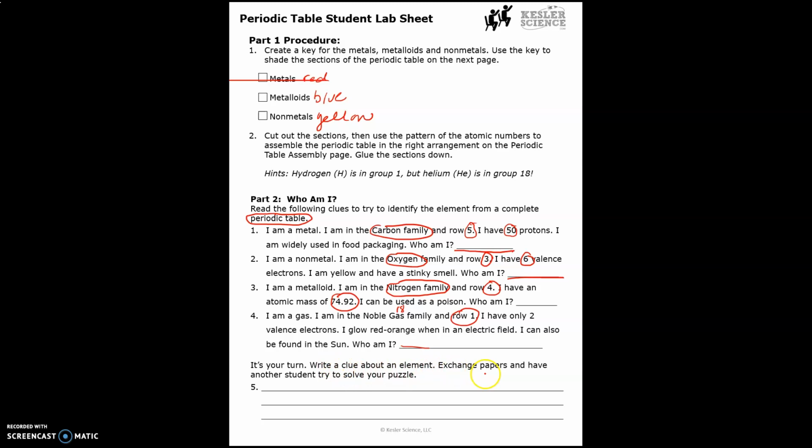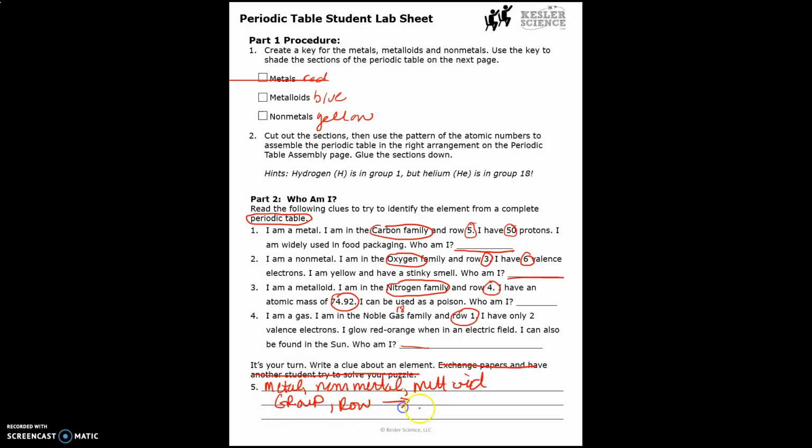Write a clue about an element, exchange papers. So we're not going to do this exchange papers part. But here's my suggestion, because I still want you to write a clue. I want you to find an element on the periodic table that you like. You're going to do exactly what they said. You're going to tell me if it's a metal, a non-metal, or a metalloid. Okay. You're going to tell me what family it's in. So metal, non-metal, and you'll write it out in a sentence, please. Metalloid, and then what family or group, and what row.